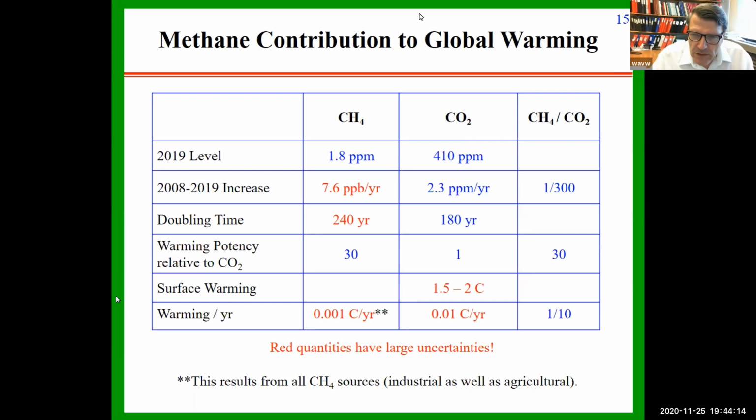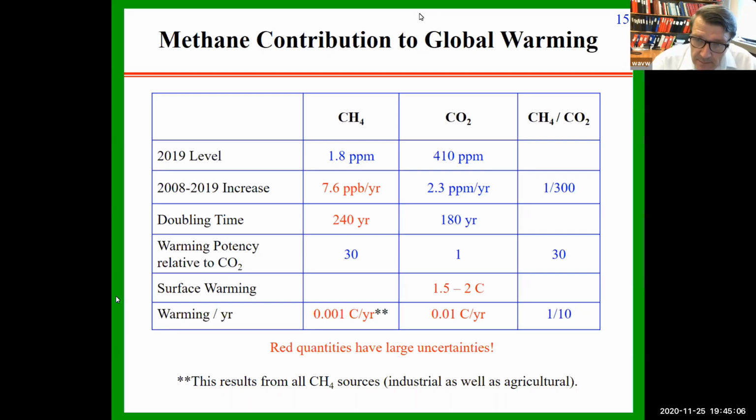Now, in our calculations, we showed that there is this effect of saturation. Saturation means that CO2 is going to be much more saturated than methane. So adding one more molecule of methane is going to have a much greater effect than adding one more molecule of CO2. And that factor is 30. So if you take each methane molecule added has 30 times the effect than each CO2 molecule added, multiply it by the ratio at which you're increasing these gas concentrations, 1/300, we get a factor of 1/10. So the increase in temperature due to methane is only about 1/10 that for CO2.